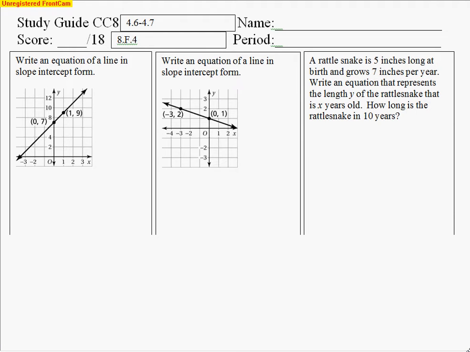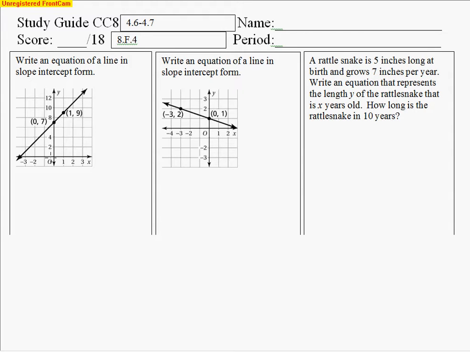This is a tutorial for the study guide for Chapter 4, Section 6 and Chapter 4, Section 7. So let's take a look at our first problem that we're going to end up seeing on the test. It says to write an equation of a line in slope-intercept form. There are a couple of ways we could do it, but since we have the graph, I'm going to use those 2 points to help me find the slope.